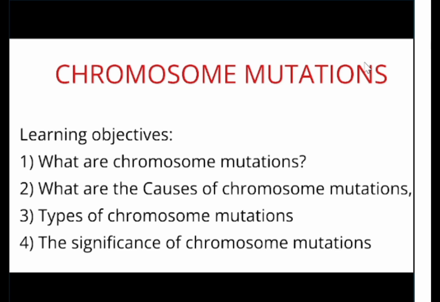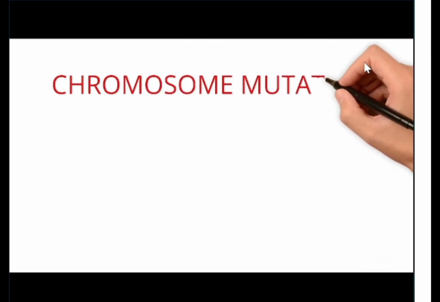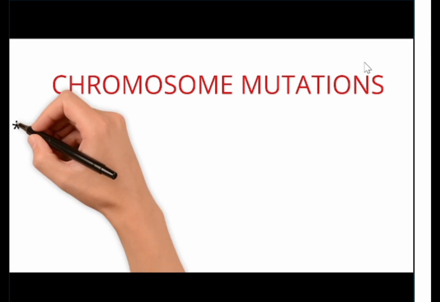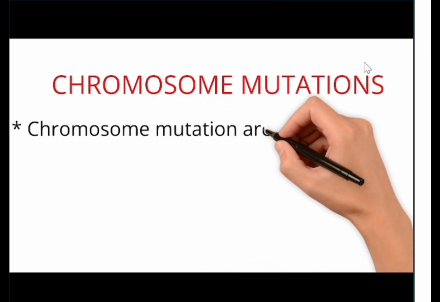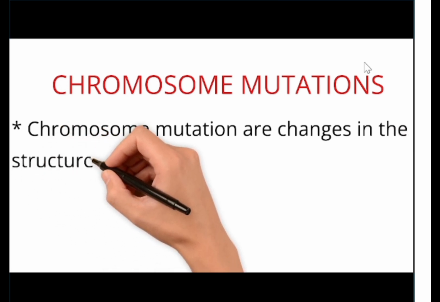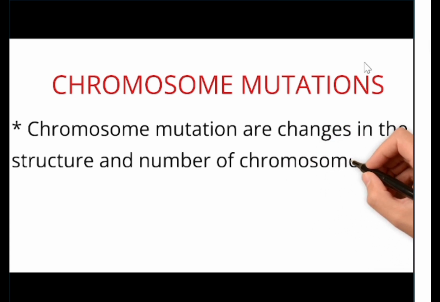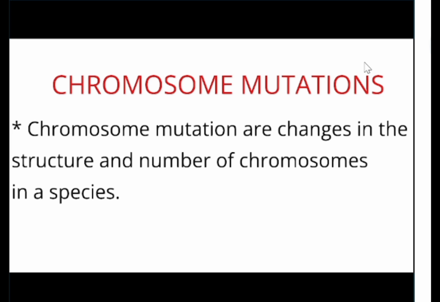Let's see what chromosome mutations are. So, what are chromosome mutations? Chromosome mutations are simply the changes that occur in chromosomes. They are the changes in the structure and the number of chromosomes in a species. We can also refer to them as chromosomal aberrations or chromosomal abnormalities. So it's either you call them chromosome mutation or chromosomal aberrations or chromosomal abnormalities.